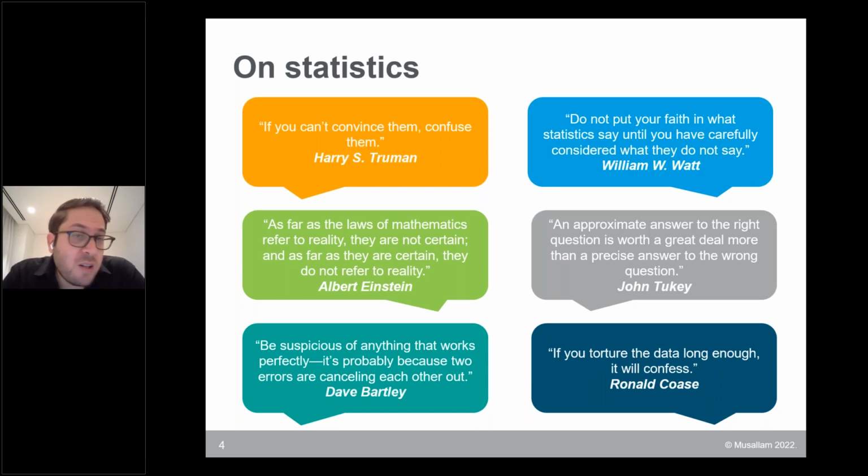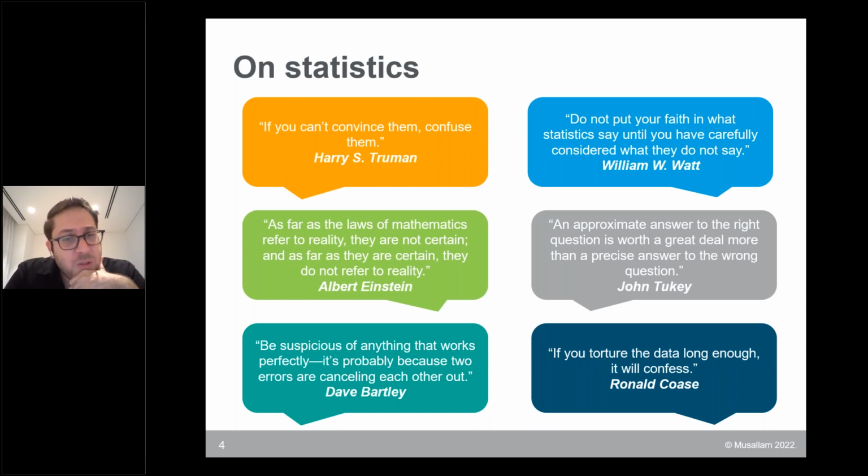The second is saying, as far as the laws of mathematics refer to reality, they are not certain, and as far as they are certain, they do not refer to reality, and that's by Albert Einstein. And you'll see how much the concept of uncertainty in statistics matters, and we will cover that a little bit more in the second session next Wednesday, where we talk about confidence intervals and all these aspects that relate more to the certainty and estimation of findings rather than the exact science that people think statistics would give.